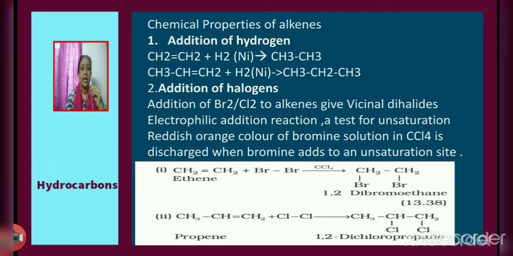Another reaction, addition of halogens. Addition of bromine as well as chlorine to alkenes gives vicinal dihalides. Electrophilic addition reaction takes place.